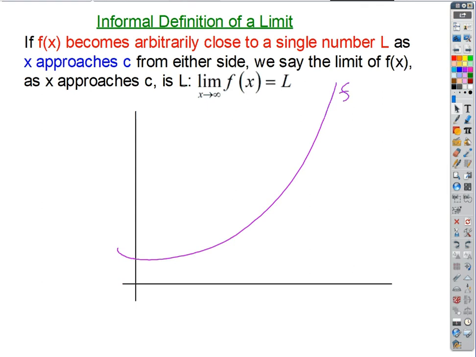Okay, so we're gonna look at the formal definition of a limit. So everybody close everything up. This is one you don't want to miss, because otherwise this will be pretty bizarre to you.